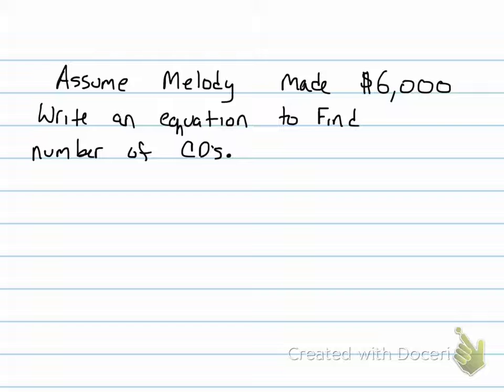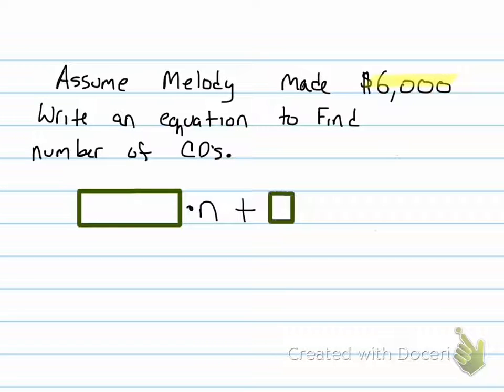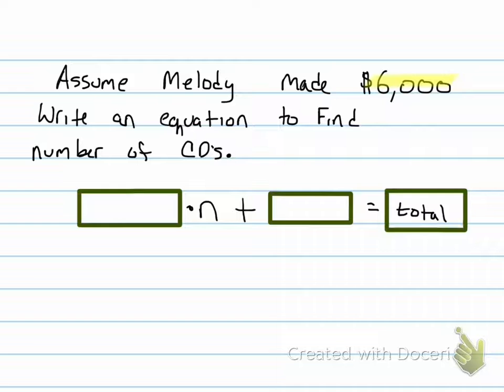So let's assume that Melody made $6,000. Write an equation to find the number of CDs. So they just want you to write an equation. So usually it is, and I showed you guys this, something times n plus something equals total. So I would get this down because this is really going to help simplify these equations, because these can become complicated, but they don't need to be.